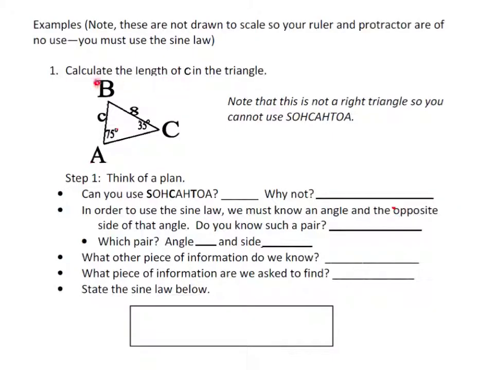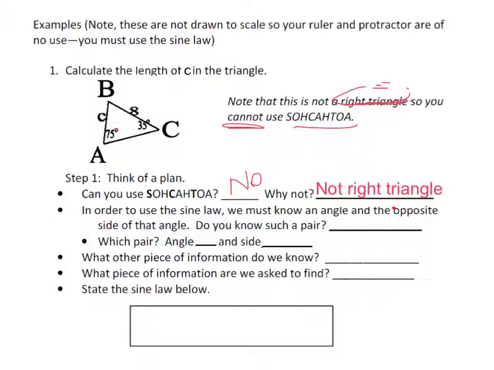Okay, so let's look at this example here. We have triangle ABC. Two angles are given to us and one side. We need to calculate the length of C, little c, here in the triangle. Note that this is not a right triangle, so we cannot use SOHCAHTOA. So, can you use SOHCAHTOA? No. Why? Because it's not a right triangle.